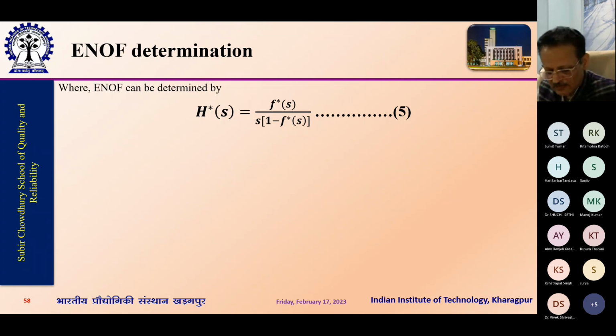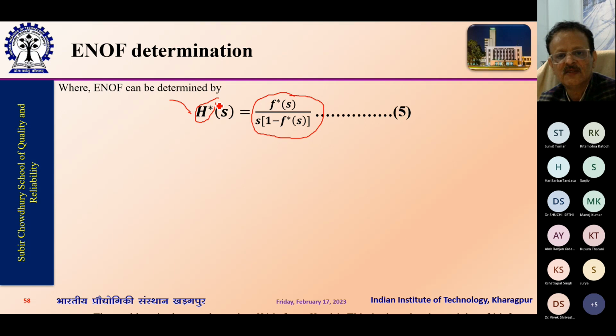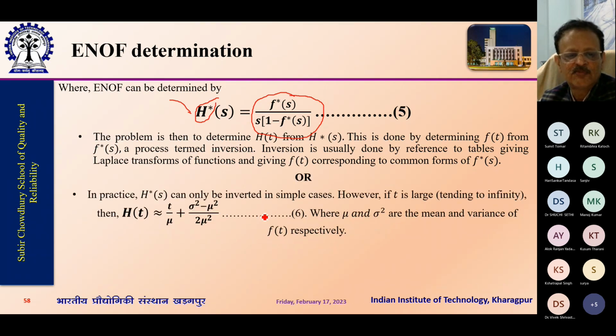So for many situations, the Laplace transform is difficult to obtain, because you have to solve this and then go back to the time domain to find the expected number of failures. This H star is nothing but the Laplace transform of H of t, the expected number of failures which you have denoted. So another approach: do the approximation.